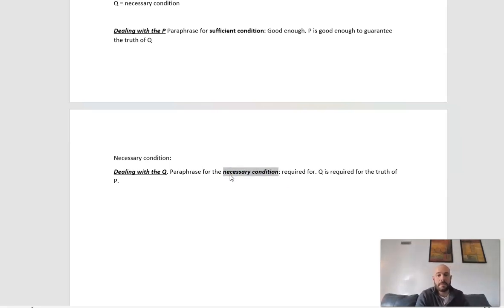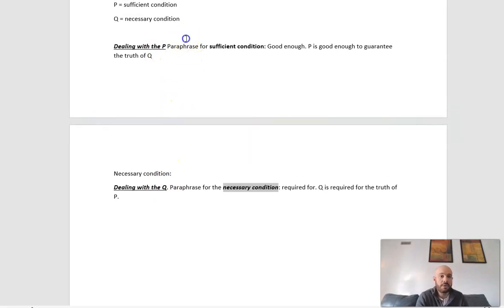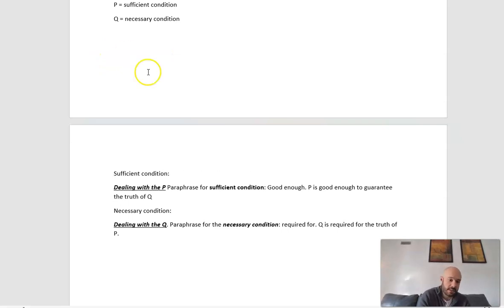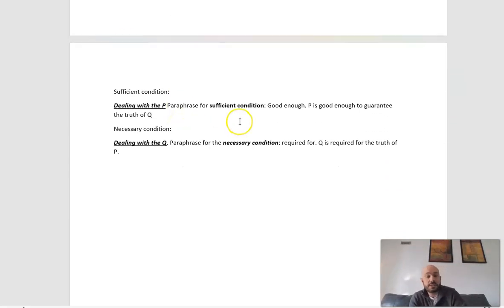So note, with regard to if P then Q, we have the P part here and the Q part here. The P part is talking about the sufficient condition, and the Q part is talking about the necessary condition. The sufficient condition can be thought of in terms of a guarantee for something else. The necessary condition can be thought of as a requirement for something else.